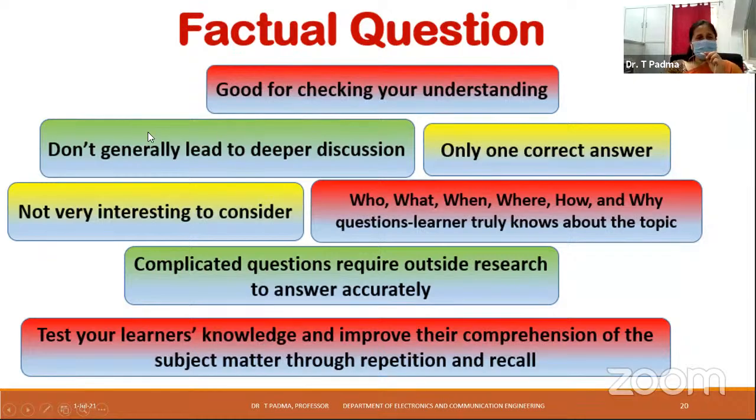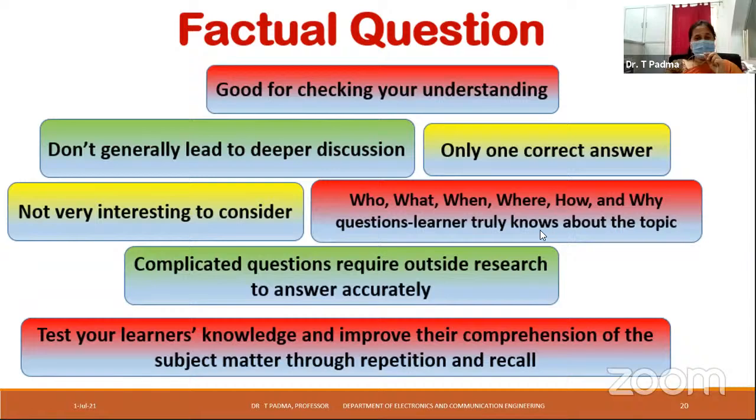And it generally doesn't require deeper discussion, because just the keywords which are already learned will get recollected. So that is the factual question. And it may not be very interesting to consider, because the keywords may not hold much interest for the students to learn and remember, like who, what, when, where, how, why.